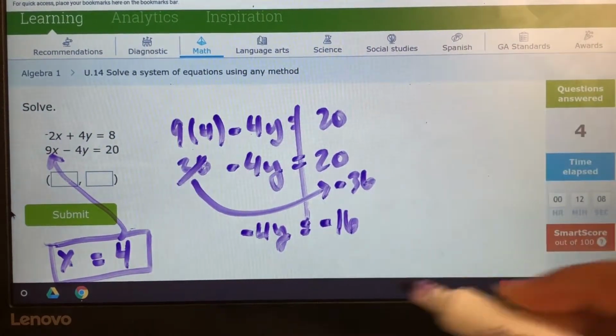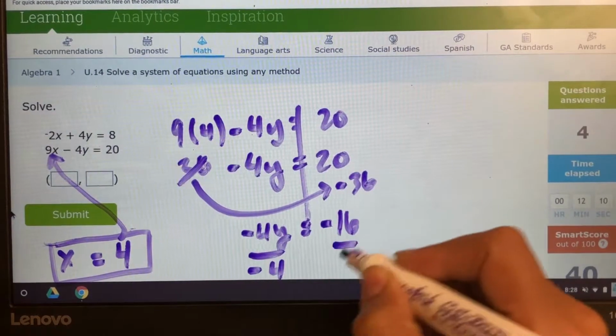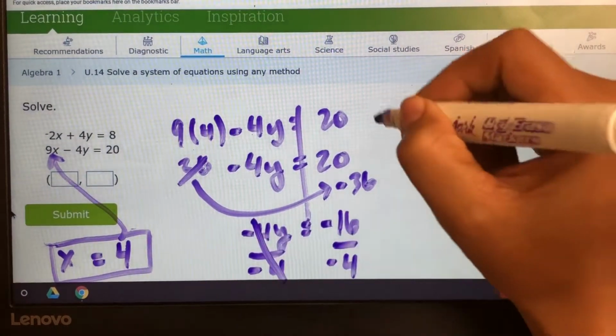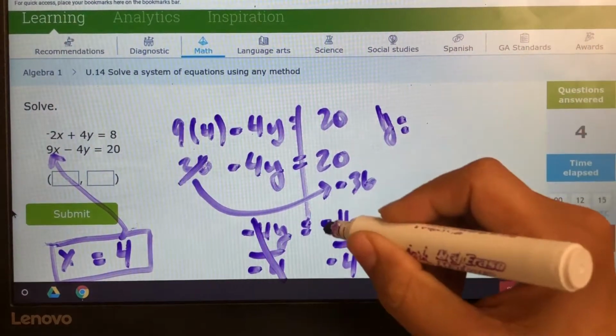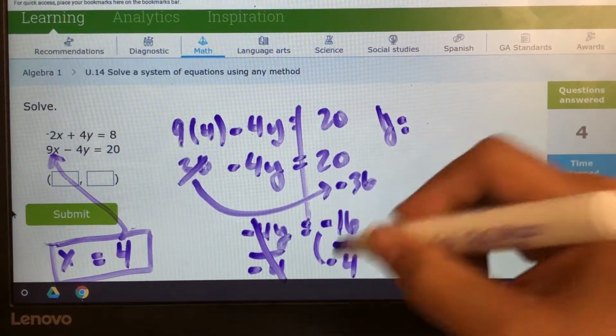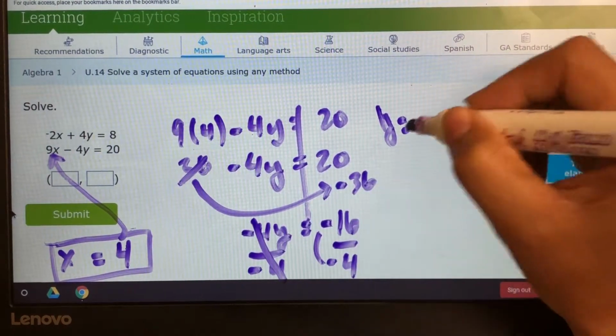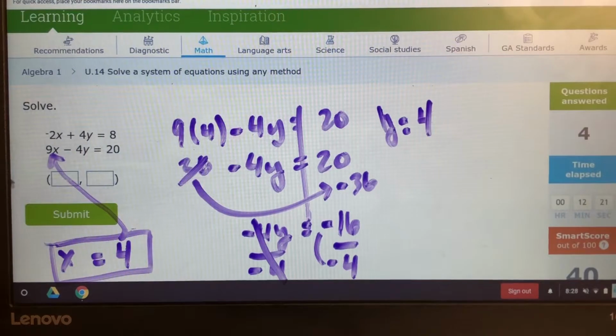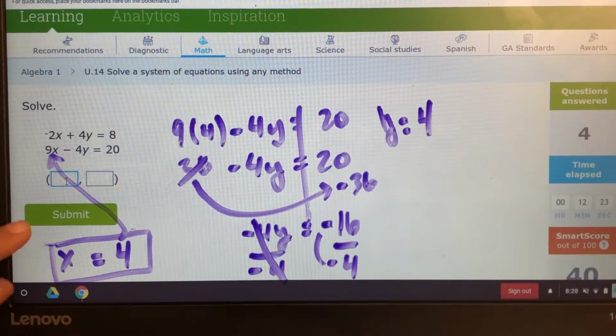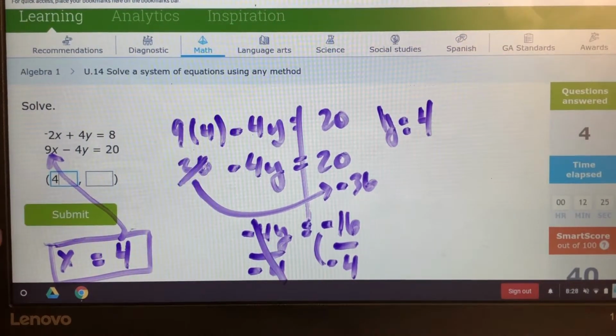And again, just punch in a calculator. Divide both sides by negative 4. So y equals a negative divided by a negative is a positive. So it's going to be positive 16 divided by 4 is 4. So y is equal to 4 and x is equal to 4. So it goes x and then y, so 4 and then 4.